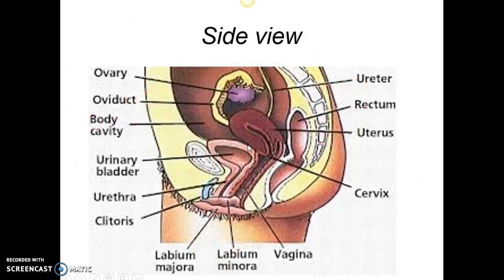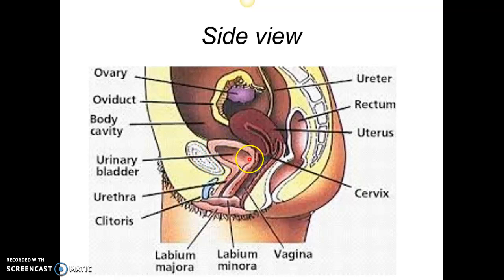This is the same anatomy from the side view. It looks far more complicated, but you will understand quickly. Here you see again the uterus. In front of the uterus you find your urinary bladder. This was not displayed in the previous picture.